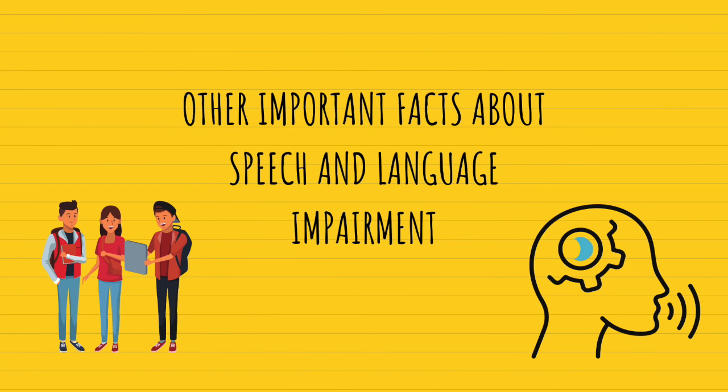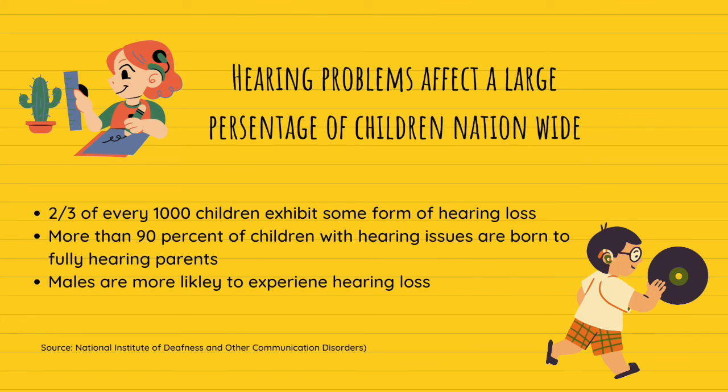Some other important facts about speech and language impairment. So, a lot of this comes from the American Hearing and Speech Society. Apparently, around two-thirds out of every 1,000 children exhibit some form of hearing loss. More than 90% of children with hearing issues are born to fully hearing parents. Males are more likely to experience hearing loss. So that's kind of interesting.